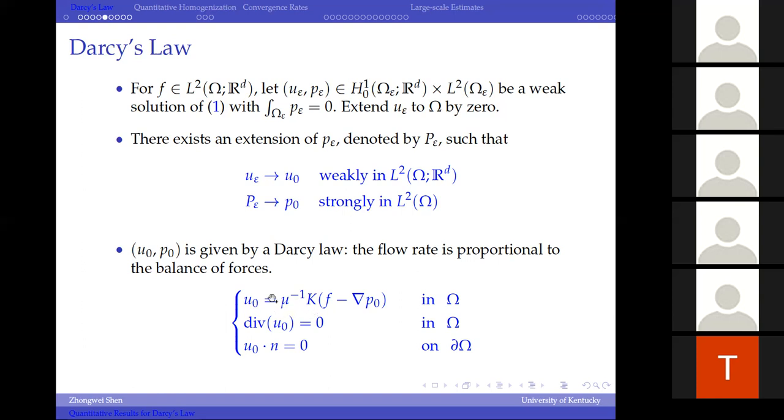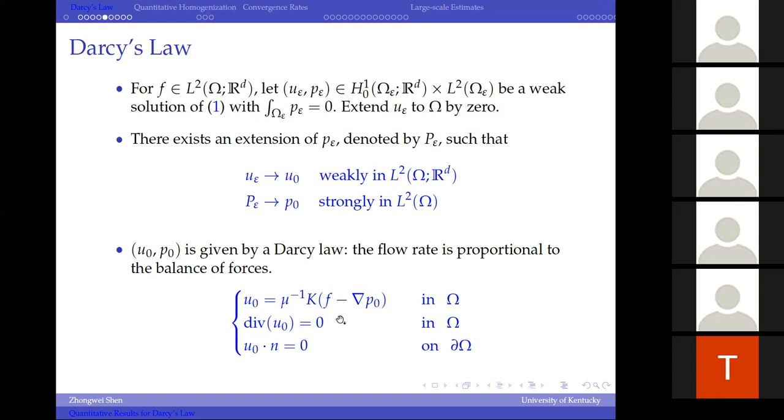And so the first equation says that the limit u0 is given by this formula in omega, everywhere in omega. The divergence is preserved in the weak convergence. And furthermore, u0 dot n equals 0 on the boundary of omega. Okay, so initially I have u epsilon equal to 0. And here in the limit, you only get the normal component of u0 equal to 0 on the boundary.